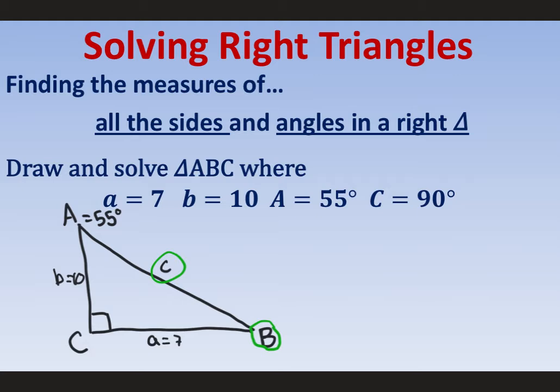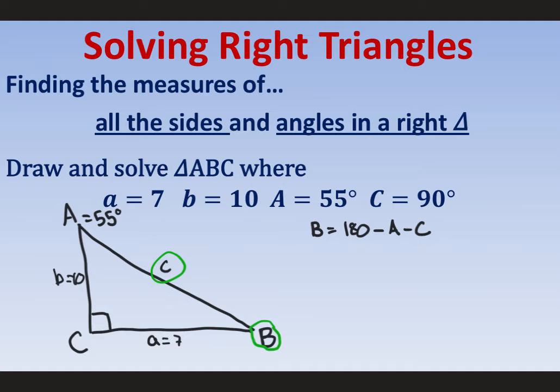Let's take care of the easier one first. Big angle B is going to be equal to 180 degrees minus big angle A and minus big angle C. This is triangle sum. All the angles have to add up to 180. So if I take 180 and I subtract A and C, then it'll leave me with just what B equals.